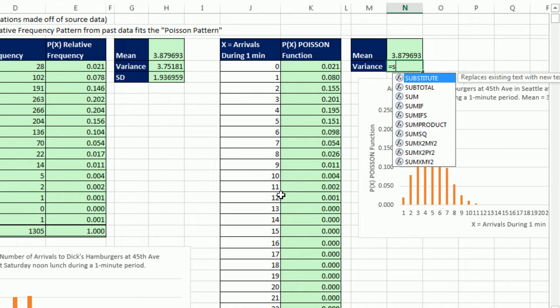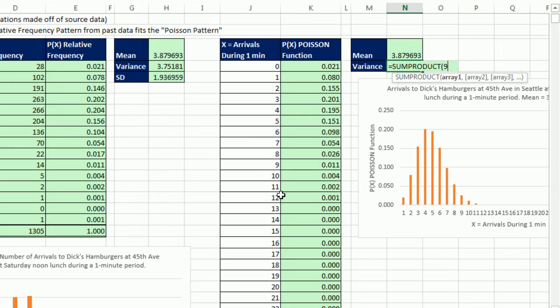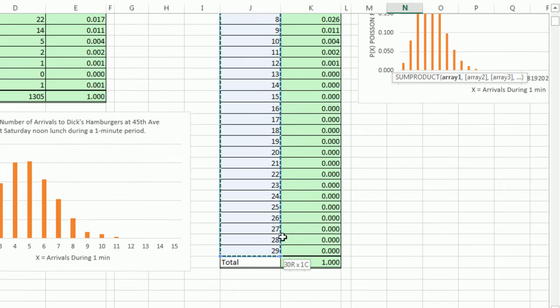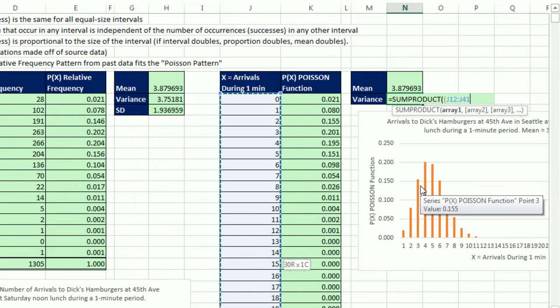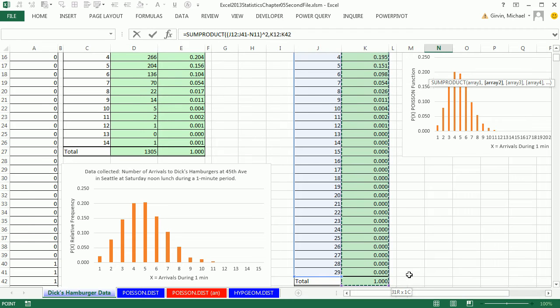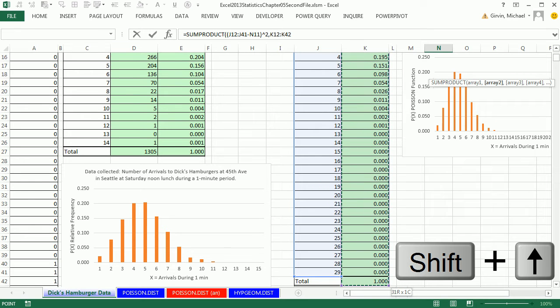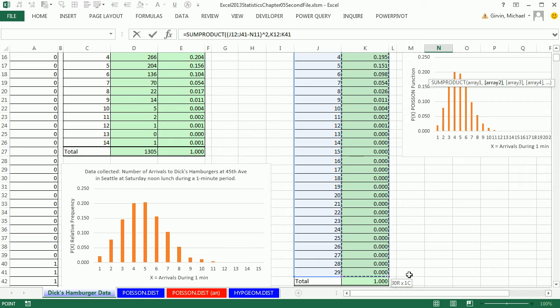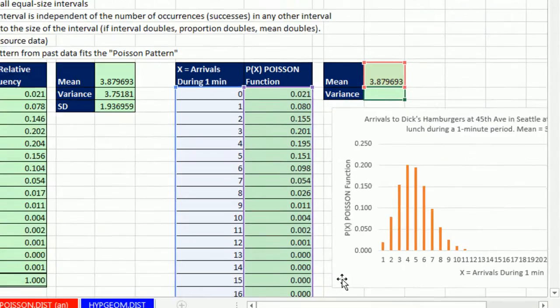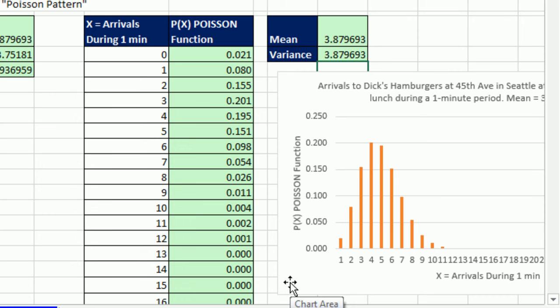The variance, SUMPRODUCT, and we take our x values. So I have the x values minus the mean, close parentheses, caret 2. Comma, and I need my probabilities. Control Shift down. Now you can let go of the control and just hold Shift and up arrow. Close parentheses. I'm going to Control Backspace to jump back up there. There's our formula, and enter. So when we do it from our Poisson function, they're exactly the same.